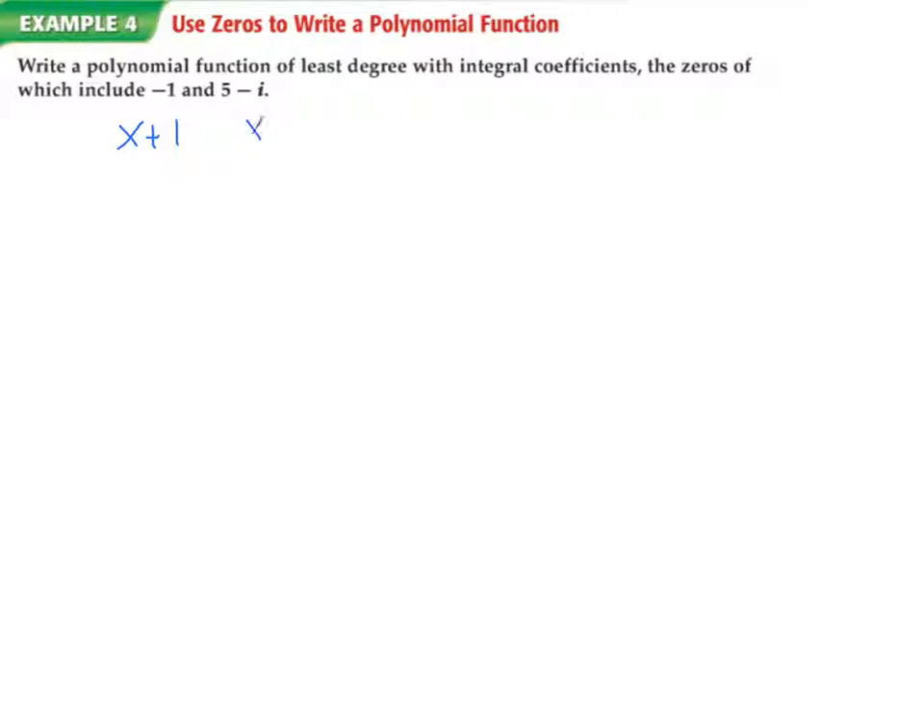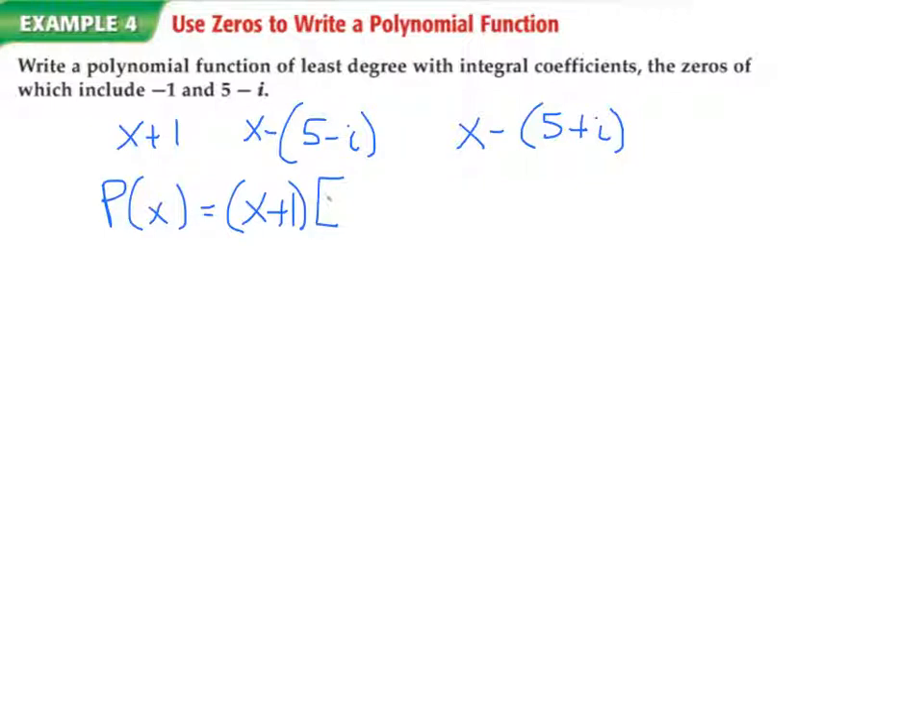and x minus 5 minus i and x minus 5 plus i are factors of the polynomial. So we want to go ahead and write this out as factors. So we're going to have p of x equals x plus 1, x minus 5 minus i, and x minus 5 plus i.